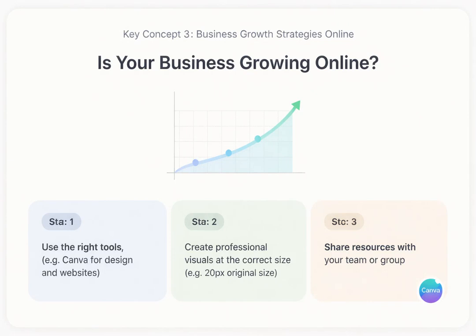The third key concept is about actually growing your business online. The discussion here shifts to practical tools and techniques. One of the tools highlighted is Canva, a design platform that many people already know for making graphics, but which has expanded significantly. The instructor points out that Canva now has many more features than it used to, and you can actually use it to build websites as well. The advice given is to use the correct original size when creating designs, for example, using the 20-pixel original size setting, and then download the finished product. These designs can then be shared with your group or team.